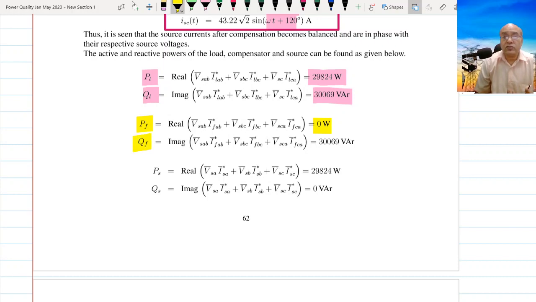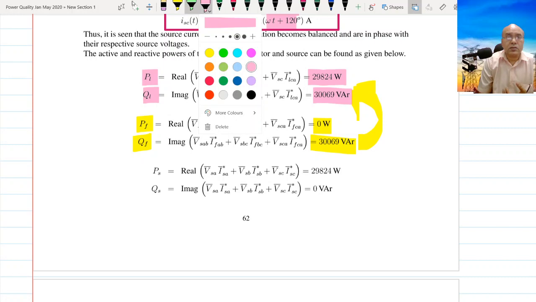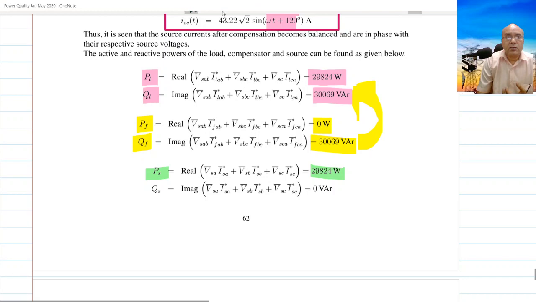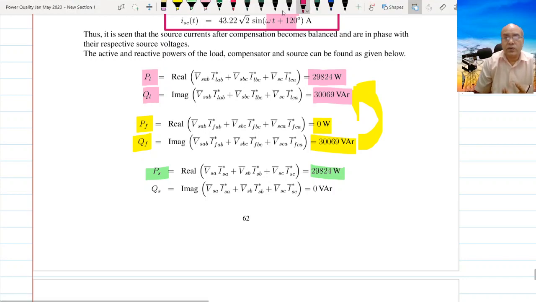Similarly, QF is equal to QL. You can see it here. This QF is equal to this QL. Okay. And PS we compute, then PS is equal to same as PL. So you can see this is equal to PL. This is equal to QL. And this is equal to 0. So QS won't supply any reactive power. The source does not supply any reactive power.